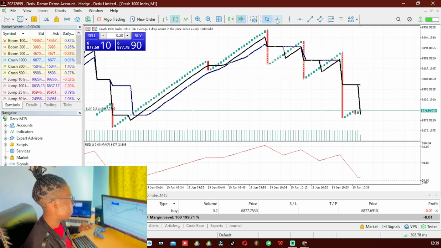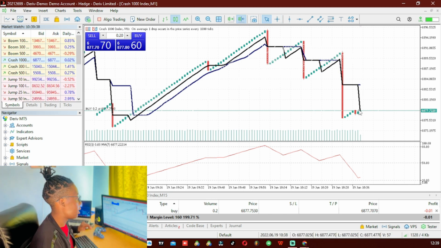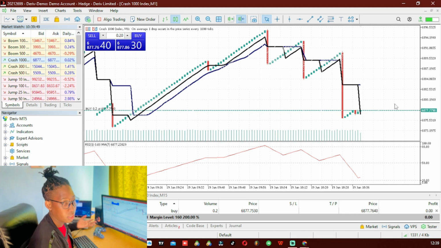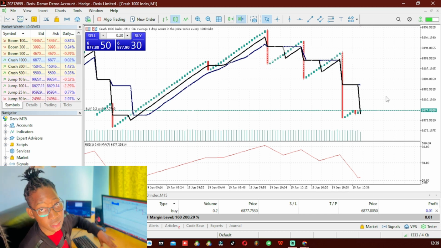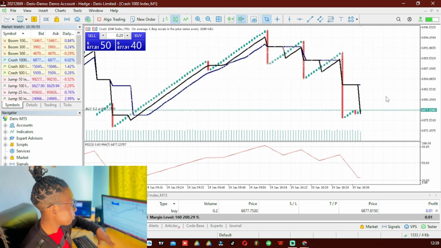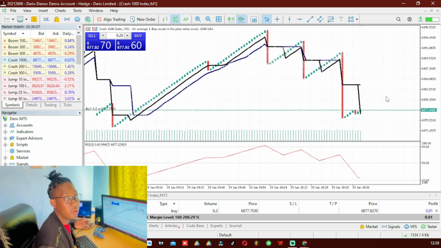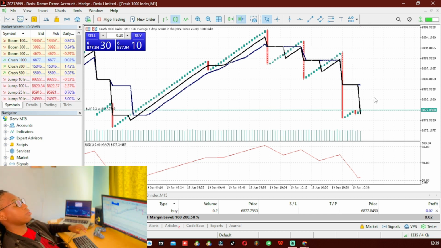The reason why I've placed a buy order is because this black line is above the candles, and I'm going to close when the blue line crosses the candles. So let us just wait for that. As I'm waiting, let me explain how this strategy works and the indicators. But before I do that, let me first show you the indicators which are currently here.